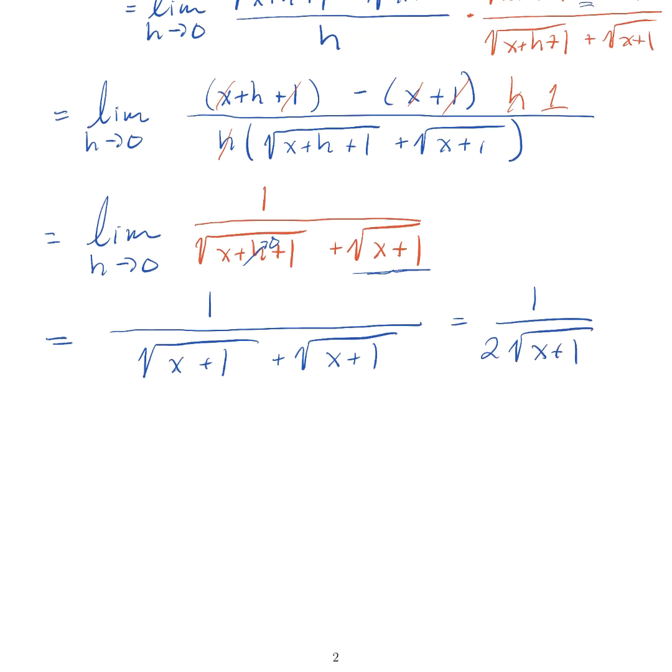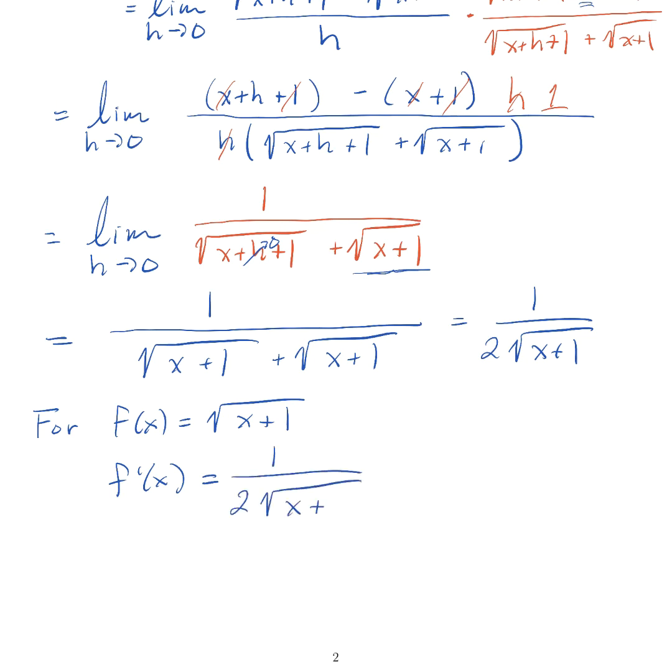So what did we just show? We showed that for f of x equals the square root of x plus 1, f prime of x equals 1 over 2 times the square root of x plus 1.